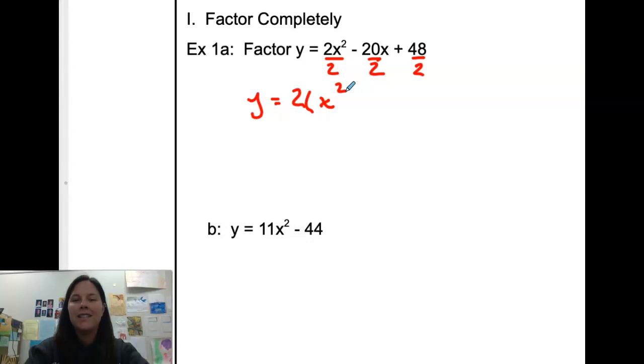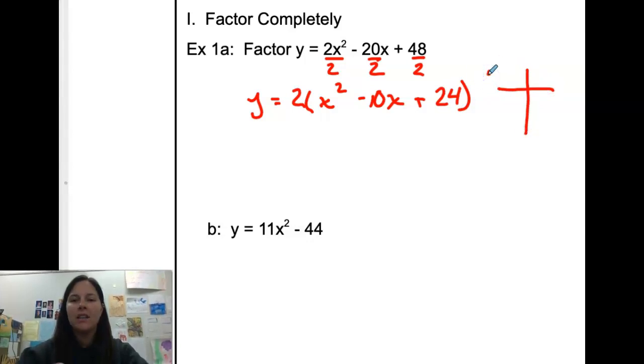Negative 20 divided by 2 gives us a negative 10x, and the 48 divided by 2 gives us a positive 24. All right, now we're going to set up our T-chart with what's inside the parentheses. We are multiplying to the number that is all by itself with no variable, in this case 24. And we are adding to that coefficient of x, the number that we're multiplying by the x term, which in this case is a negative 10.